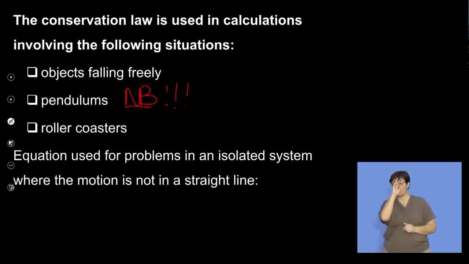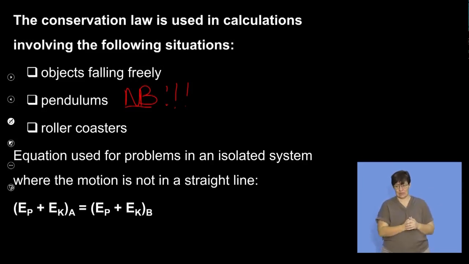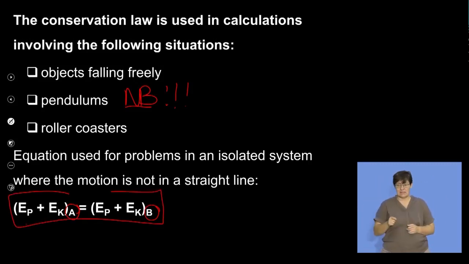Remember, equations used for problems in an isolated system where the motion is not in a straight line. So what are we going to use? Potential energy plus kinetic energy at position A, top, bottom, doesn't matter where it is, is equal to the potential plus the kinetic at point B. They may be at the top, it may be at the bottom, it doesn't matter, all right? But this is the equation we need to be using for this section.